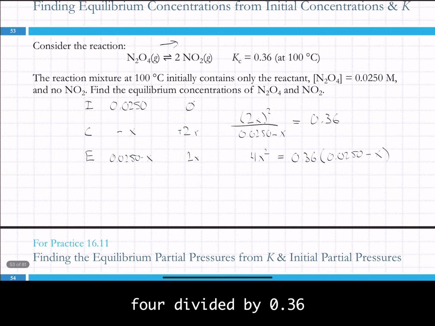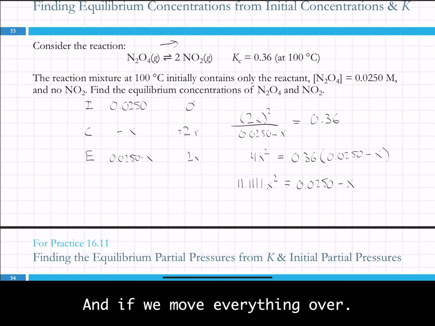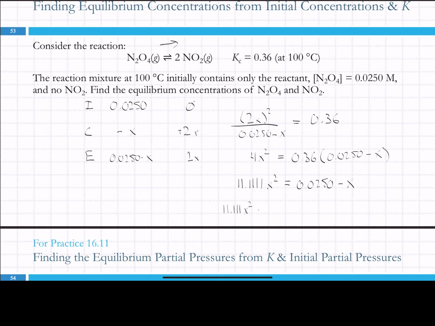And that 4 divided by 0.36 is 11.1111 repeating. And then this is just 0.0250 minus x. And if we move everything over, that's a nicer quadratic equation.